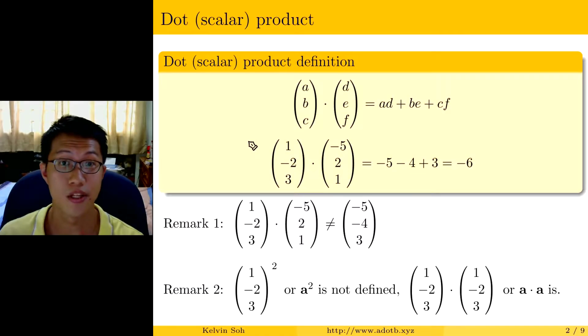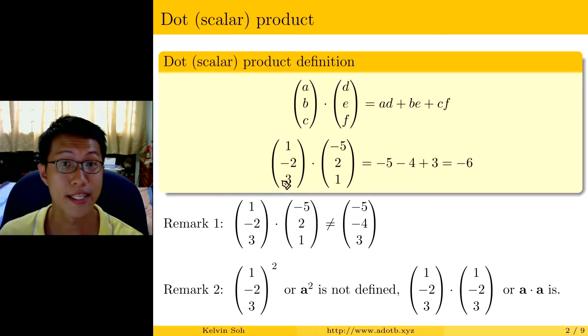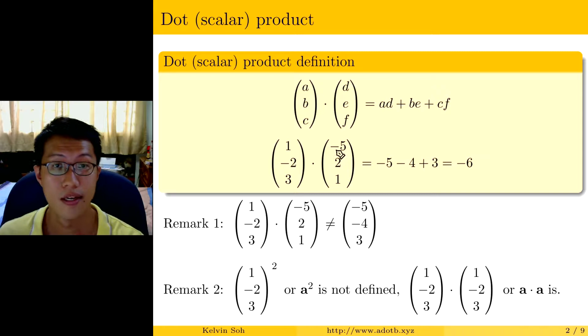Let us start with the dot product. We'll use an example to figure out what the definition of the dot product is. So given two vectors, in our example, we'll use the vector 1, minus 2, 3, and another vector, minus 5, 2, 1. When we do the dot product, we want to find a way to combine these two vectors together. So we will multiply the numbers across component-wise. 1 times minus 5 gives us the number minus 5, minus 2 times 2 gives us the number minus 4, and 3 times 1 gives us the number 3.